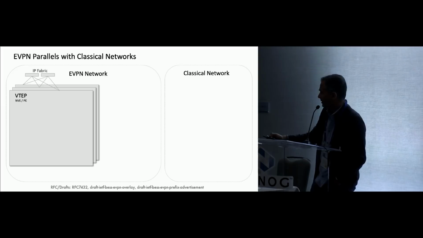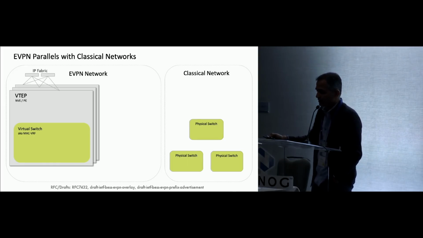We start first with our VTEPs that are connected to an IP fabric. In the classical network, you have physical switches. In an EVPN network system, you have a virtual switch. In RFC 7432 lingo, it's called a MAC VRF. If I say MAC VRF, I mean virtual switch. If I say virtual switch, I mean MAC VRF.